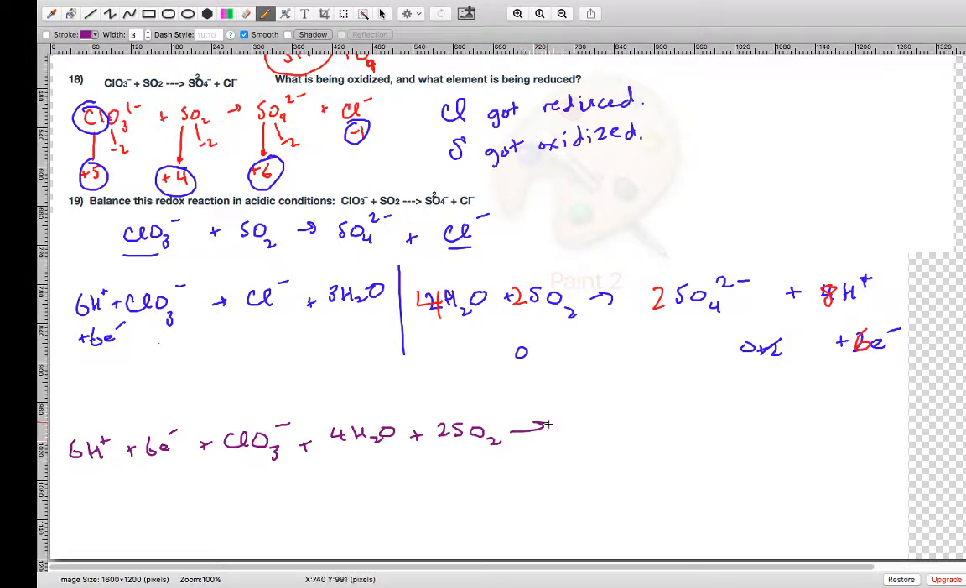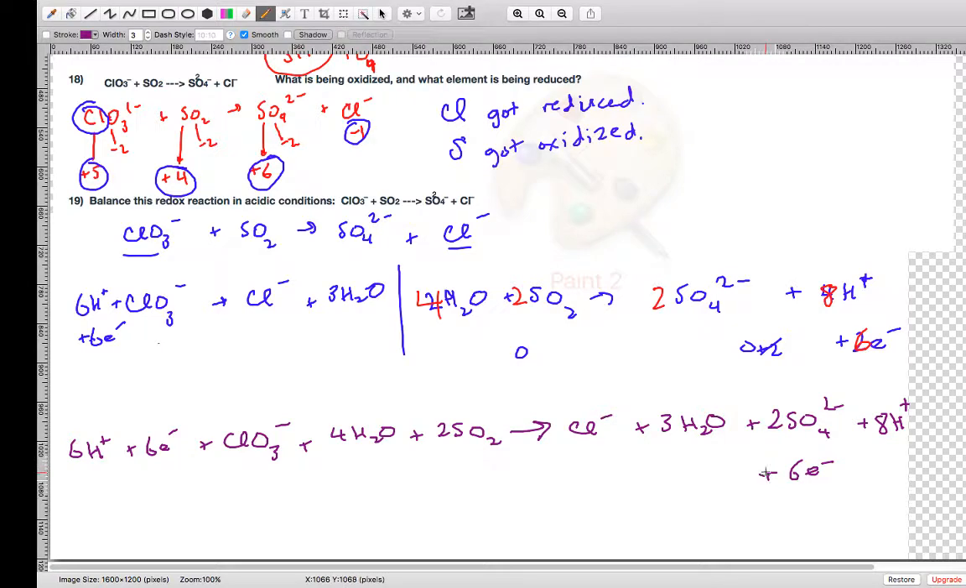Right. And now I write the arrow and I copy down all the products. You guys first over here. Chloride plus 3 H2O. It doesn't matter whom you do first here. And then these products over here. 2 sulfates, bunch of H plus ions, and 6 electrons.